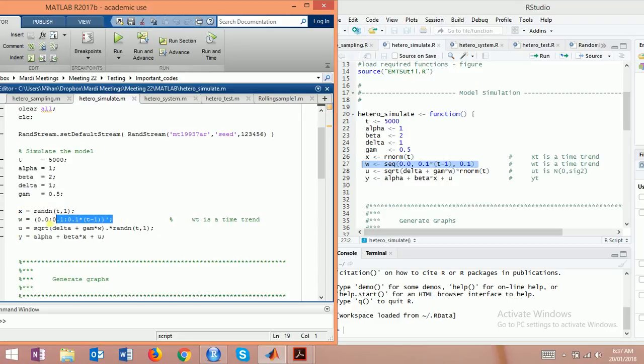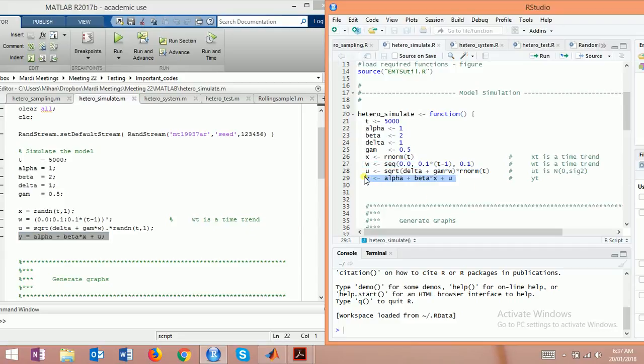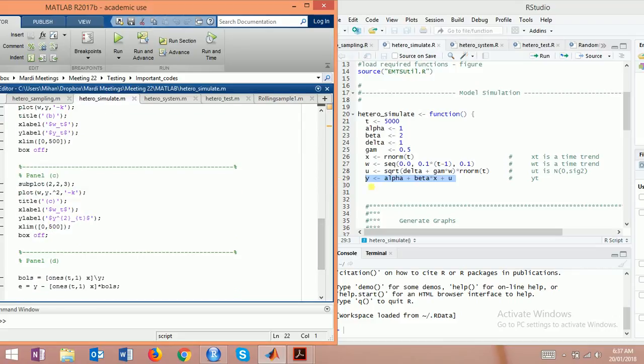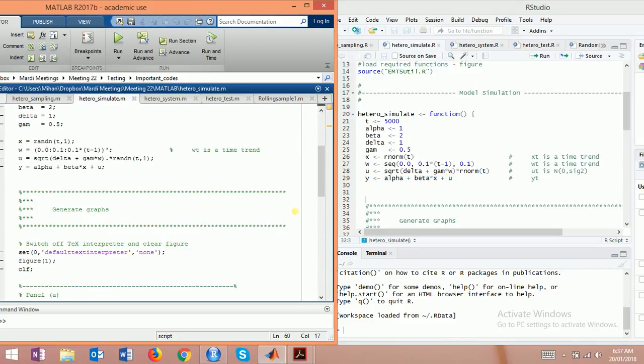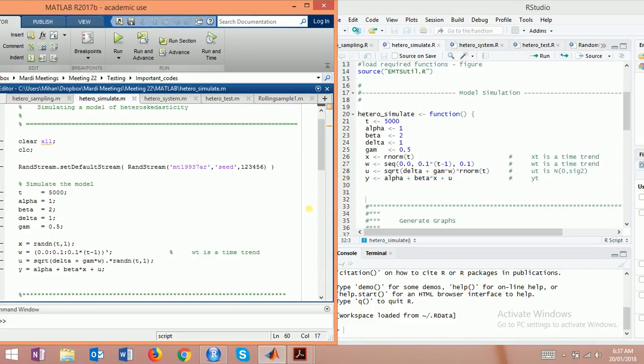So we have generated the exogenous variable with simulation. We have simulated omega, we have simulated u. We use these all to simulate y. y is alpha plus beta x plus u. That's it, so we have simulated y. That is all about the first problem. We just need to simulate the equations.